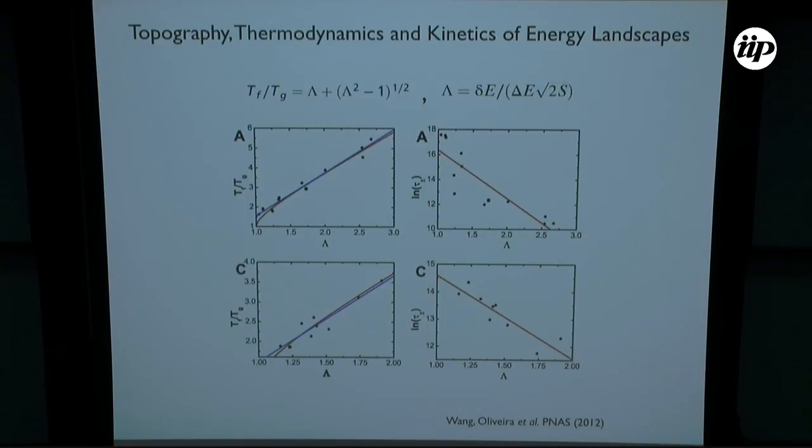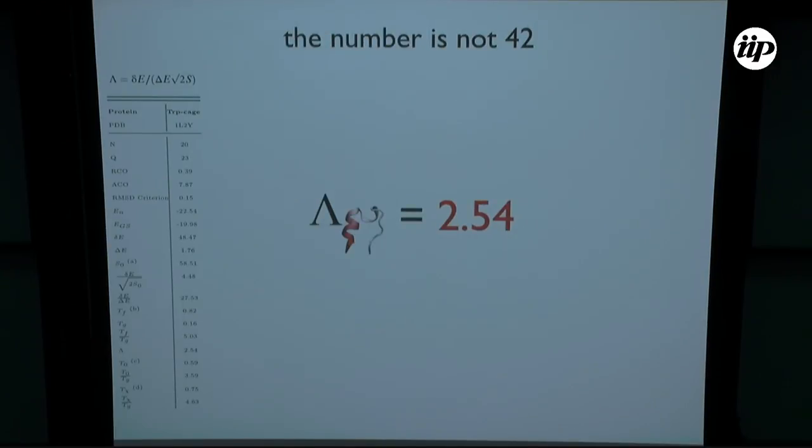Okay, so this is a way that we can connect theory by having the topography of the energy landscape, thermodynamics, and kinetics. All of this included in one single parameter, which is the energy landscape, or the lambda descriptor that we've been calling internally. So answering the hell question, the number for your protein is not 42, it's 2.54.